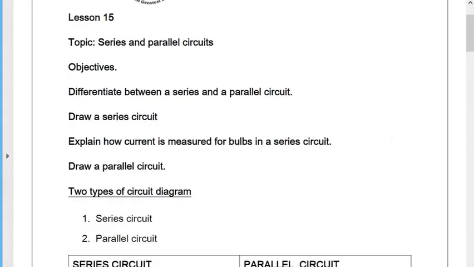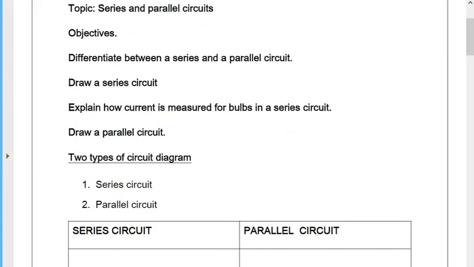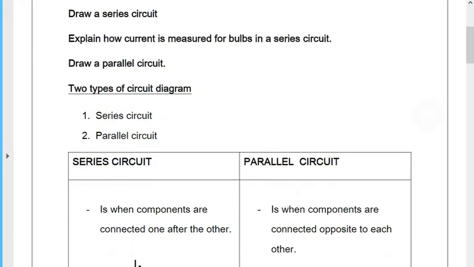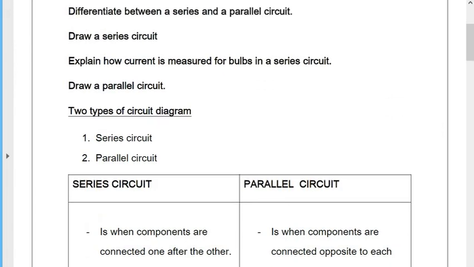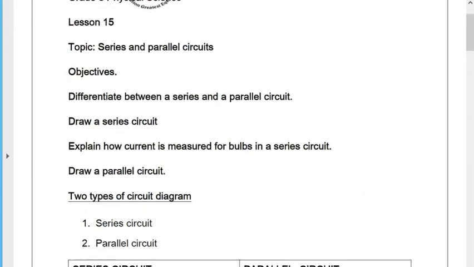So by the end of this lesson, we should be able to differentiate between a series circuit and a parallel circuit. We must be able to say, if I say draw for me a series circuit, you can draw a circuit that has appliances that are in series, as well as to explain how the current is measured for appliances that are in series. There I said bulbs, lamps, or any other appliance that may be there. Also, you must be able to draw parallel circuits. So these are our objectives for today.